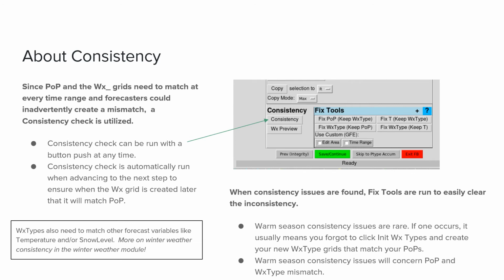When consistency issues are found, there are fix tools that can be run to easily clear the inconsistencies. Warm season consistency issues are rare. If one occurs, it usually means you forgot to click the Init Weather Types and create your new weather type grids that match your pops. Warm season consistency issues will concern pop and weather type mismatches. Again, we'll cover temperature and weather type mismatches in the winter module.